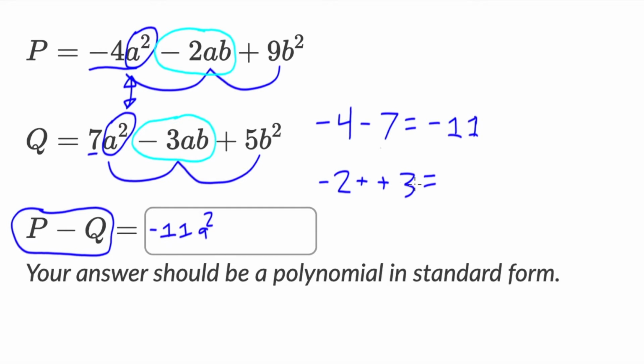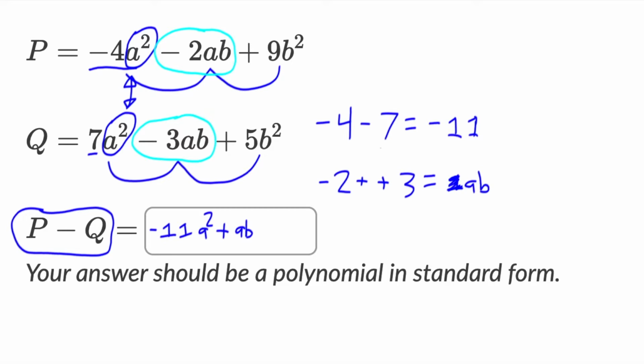So negative 2 plus 3 is 1. Don't forget the variable ab. You don't really have to write the 1, but I'm going to erase it for more space. So now we got negative 11a squared plus ab. A times b, okay? And let's look at our last term.